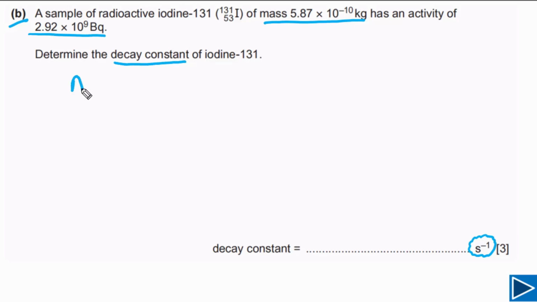So simply we can start from here, from the very basic equation. A is equal to lambda n. In this case, we will not use the negative sign because we just need to do calculations, so we need not worry about the negative sign. Now, if we rearrange this one, we can say lambda is equal to A over n. A is given, so activity is given here, so simply we can plug in here. But the problem is that we don't have the number of nuclei. So the question is how we can calculate the number of nuclei.